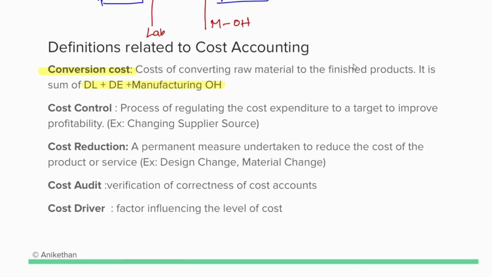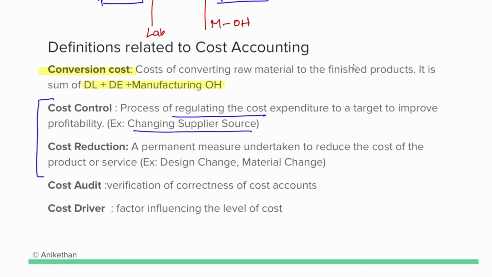Next definition, with respect to cost control and cost reduction. Control is a temporary process. Basically, it is to regulate the total cost to achieve some target. Every organization makes a budget at the beginning of the year. During the year, when they look at the actual cost, they will see there is a difference, we are not going as per the plan. So they have to take certain measures which will bring down the total cost. For example, changing of the supplier. Let's say they got an alternate supplier who will supply cheaper. So they will go with that supplier. So it's a temporary measure for that year.